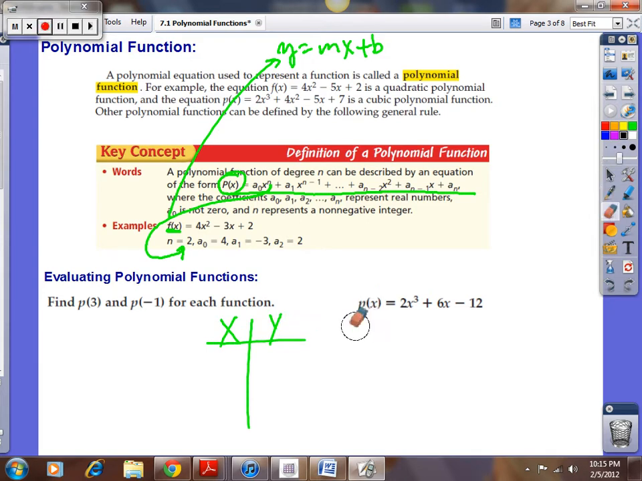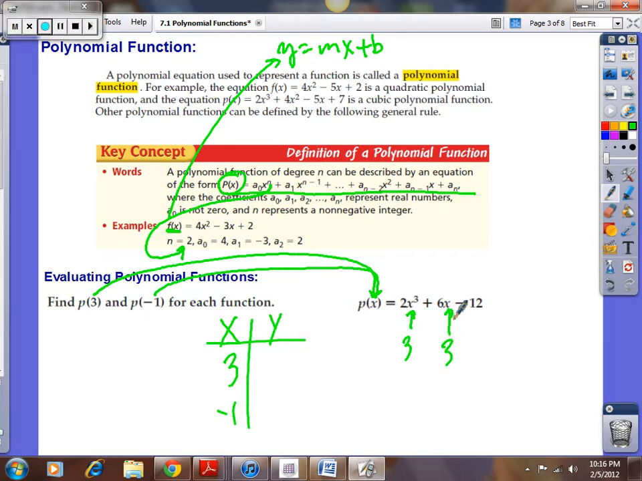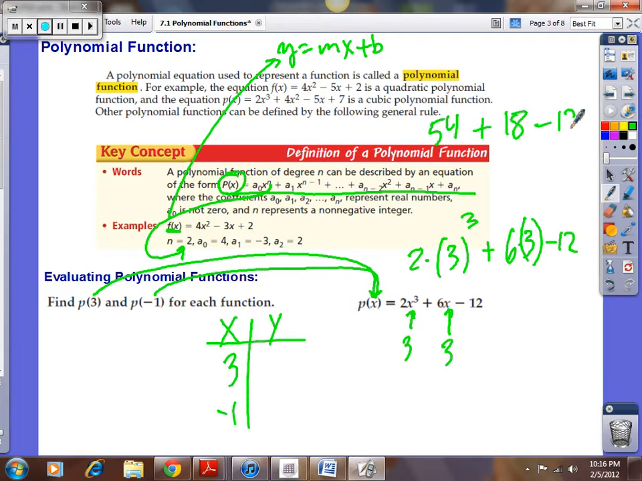But they're telling you 3 needs to get subbed in place of x. So they want to know, let's put 3 in for x, and what does this formula spit out for y? Let's put -1 in for x, and what does y give us? What does it spit out? So replace a 3 here and replace a 3 here. So it's going to be 2 times 3 cubed. Now you got to do that very first. 6 times 3 minus 12. So you got to do 3 times 3 times 3. That's 27. 27 times 2. This is going to give us 54. 6 times 3 is 18 minus 12. So 54 plus 18 minus 12. I think it's going to end up at 60 if we did it right.